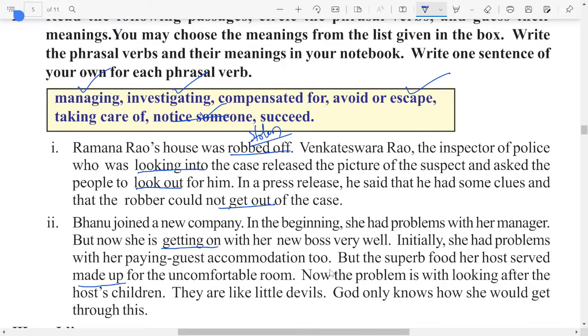Okay, next, now the problem is with looking after. Look after is to take care of someone. The host's children, they are like little devils. God knows how she would get through this.